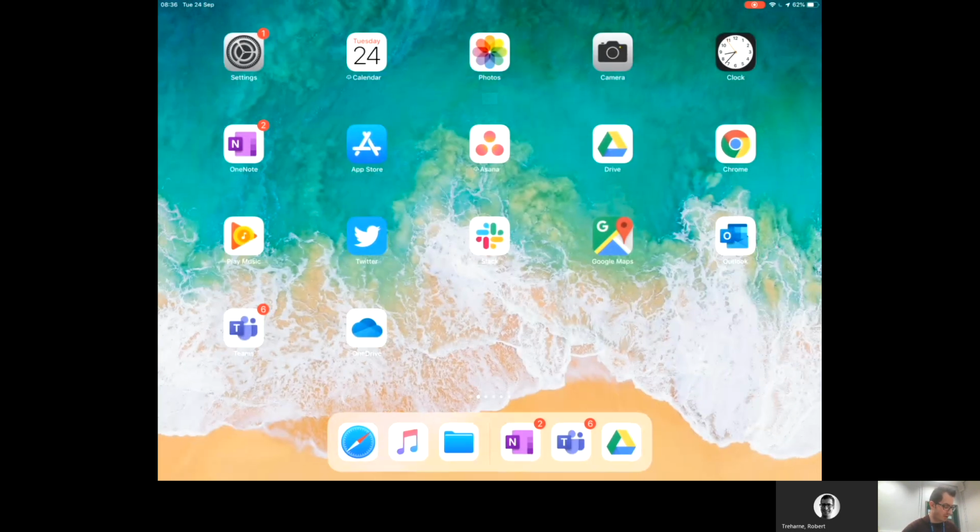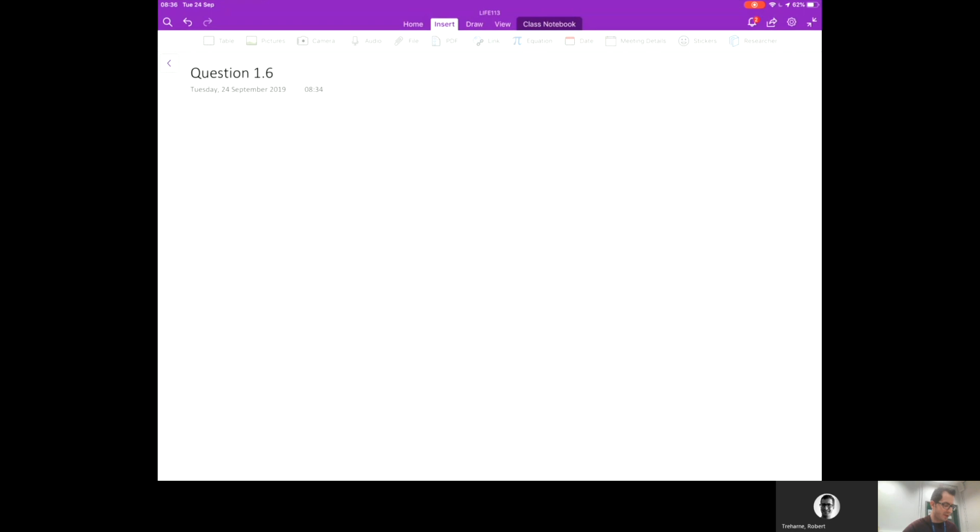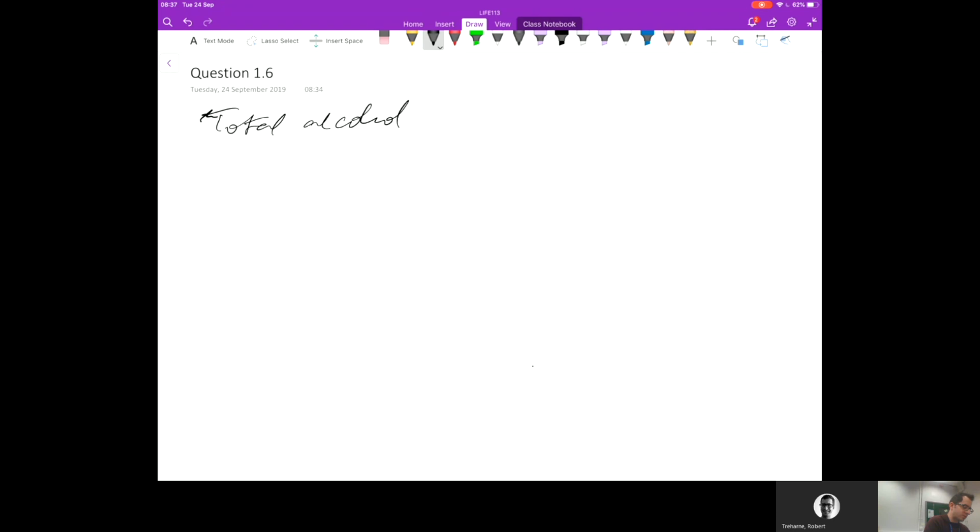Right, here's my notebook. So the first thing we're going to do is call the total amount of alcohol X. X is just a default variable, right? Use it a lot. What else do I need to know about this?